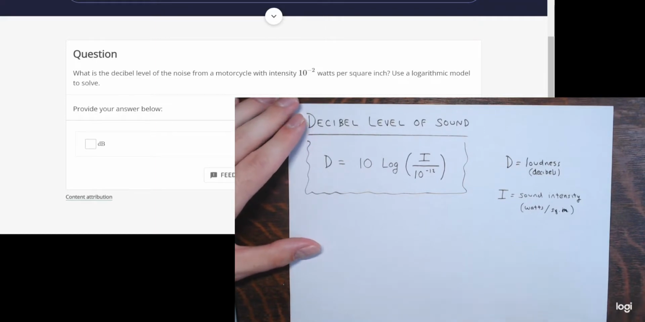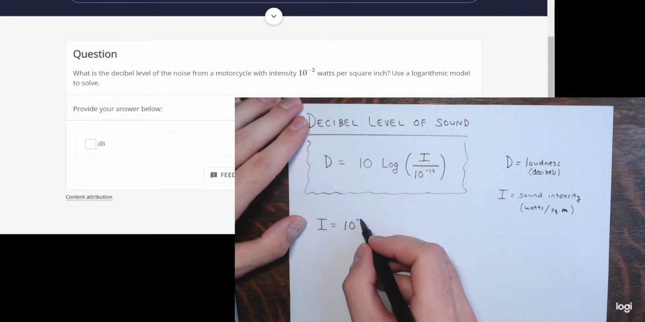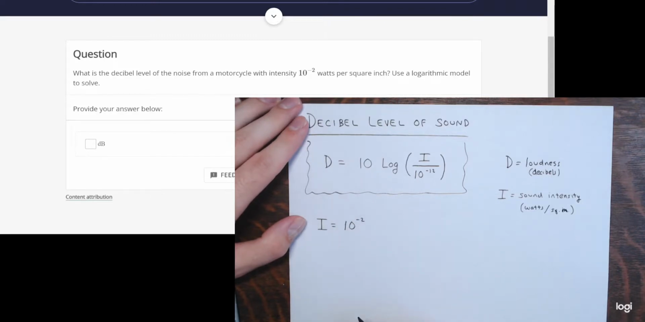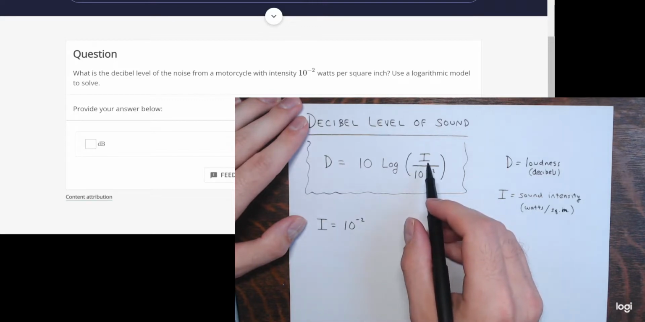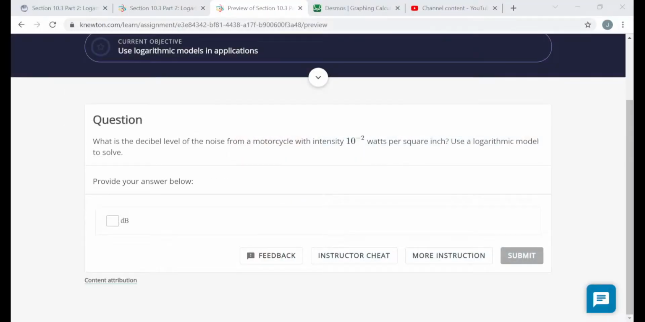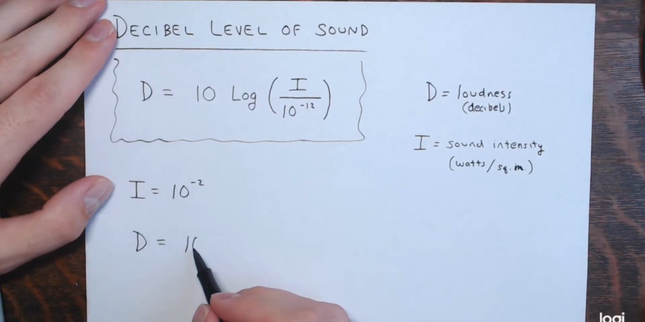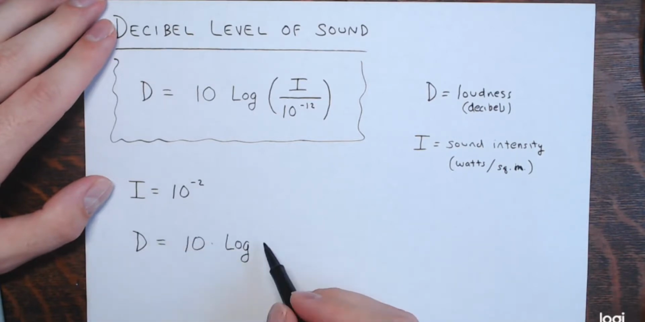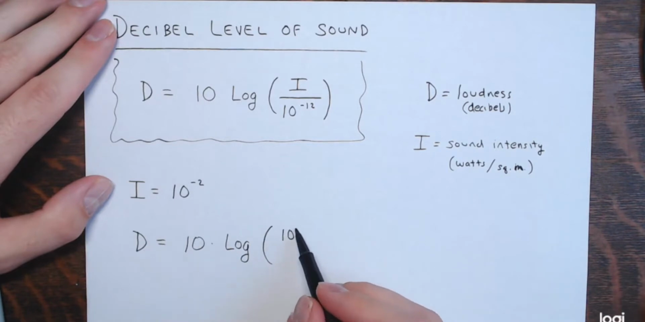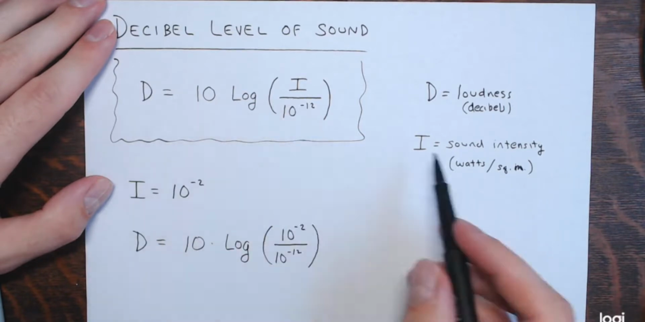We're given here that I equals 10 to the negative second. Right. And that's all we need. That's watts per square inch. We have to fill in that for I and then solve for D, and then write the intensity or the loudness in decibels. So then D, the loudness in decibels, would be 10 times the logarithm of 10 to the negative second divided by 10 to the negative 12th, right? Replacing I with 10 to the negative second.